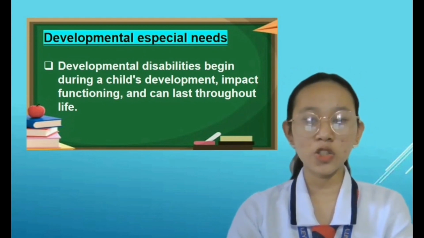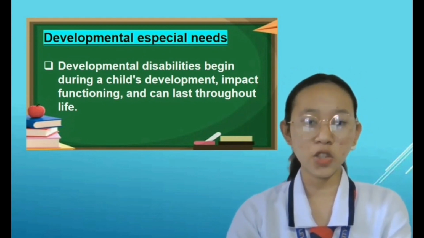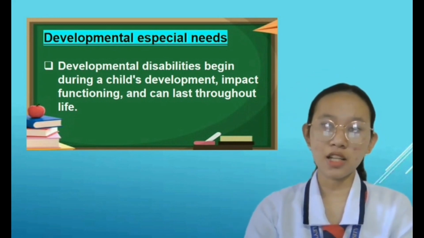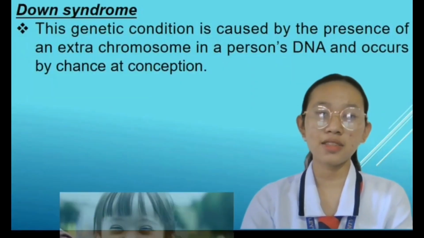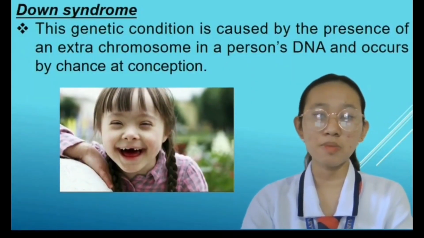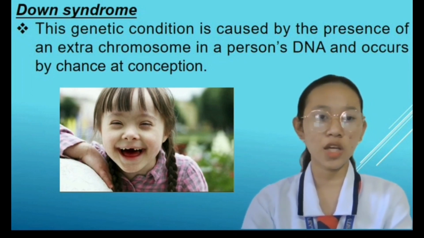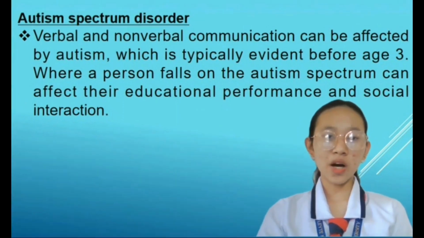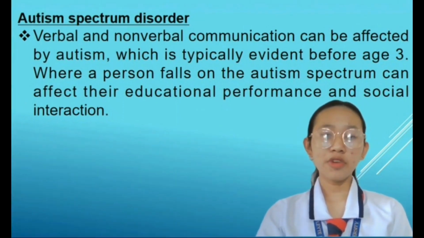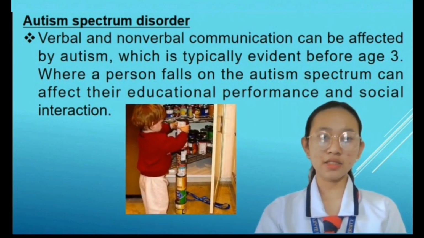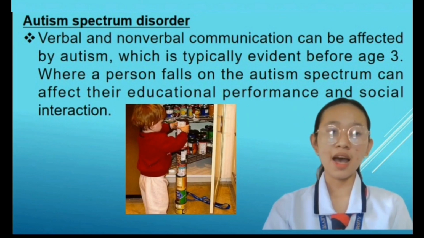Moving on to developmental special needs. Developmental disabilities begin during a child's development, impact functioning, and can last throughout life. Here are several common types of developmental special needs and a few details about each. First, Down syndrome. This genetic condition is caused by the presence of an extra chromosome in a person's DNA and occurs by chance at conception. Children with Down syndrome will experience delays in mobility and educational development. The next one is autism spectrum disorder. Verbal and nonverbal communication can be affected by autism, which is typically evident before age 3, along with educational performance and social interaction.